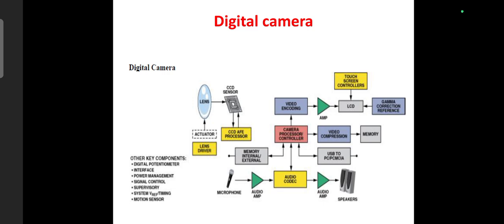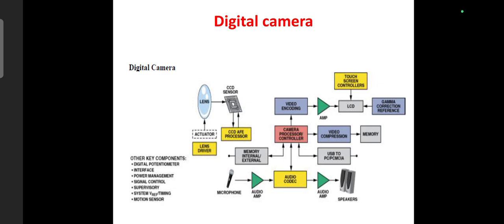Digital camera figure is shown in figure. Now let us understand the working process of a digital camera using the figure shown in this slide. Although the internal design of different cameras may vary, the basic working principle remains almost the same. The first component is the camera lens.